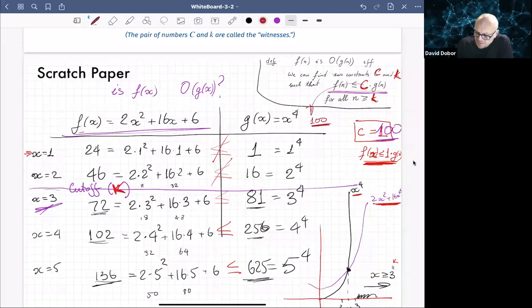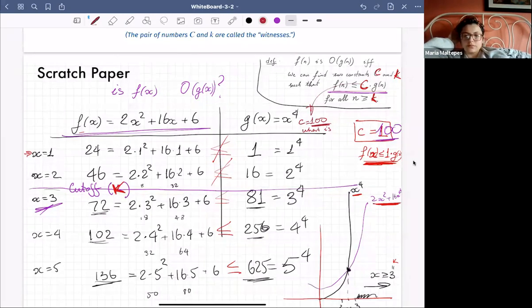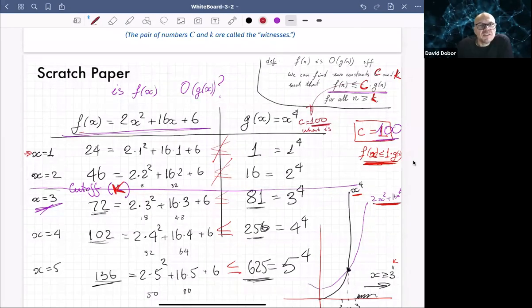What is, so this is C. What is the smallest K for which the definition holds? Would that just be K equals 1? Yeah, K equals 1 is enough, because for K equals 1 and above, it's true that 100 times x to the 4th is going to be larger than this whole f, right? Does that make sense?